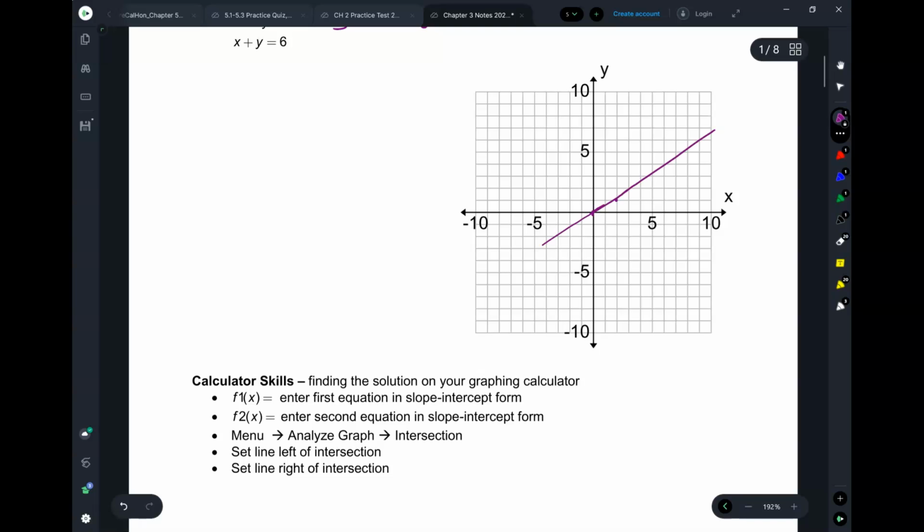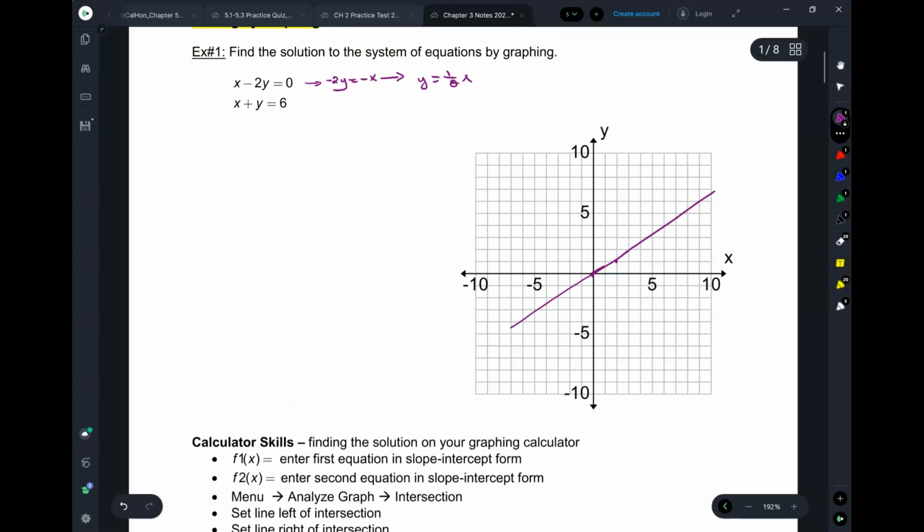And then the other one is y equals negative x plus 6. So negative x plus 6, that's right there. Down 1 over 1. You graph. I was a little off over there. And here we go, right?